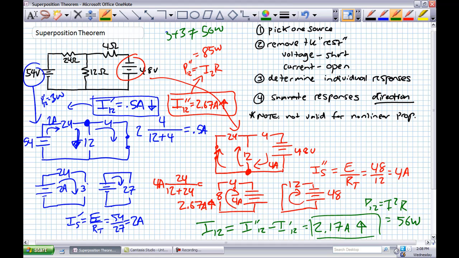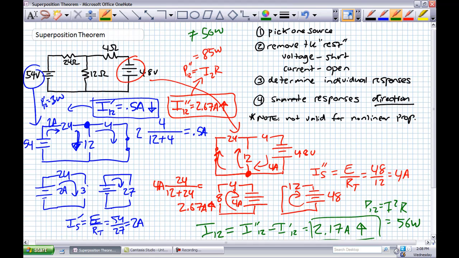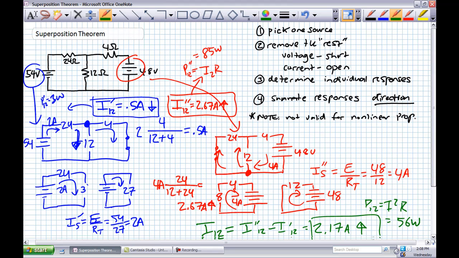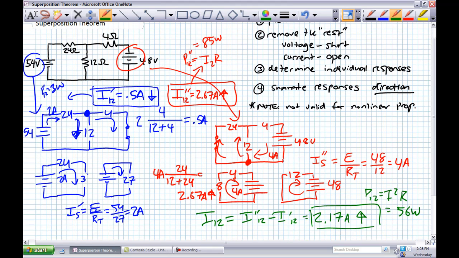Okay, so we can determine individual linear responses using our method, but we've got to wait to the very end to determine something like a nonlinear property like power. Okay, so that's one example right there using my particular method for the superposition theorem. Again, it solved it. Quick, easy, it's a flow chart. And it's not that much to remember, really just 4 steps. Okay, so I'm going to go ahead and make another example and we'll see if you can walk through it.